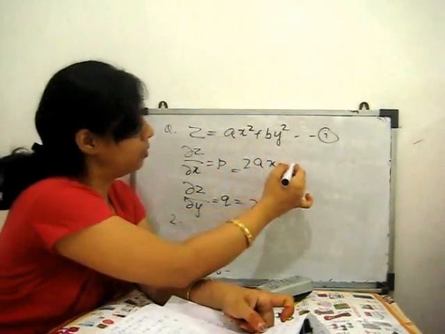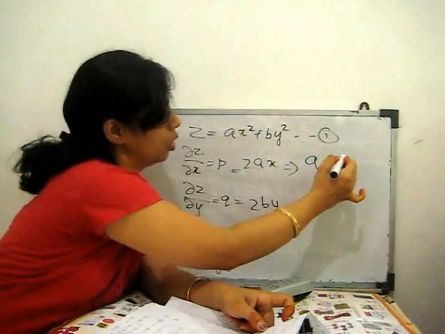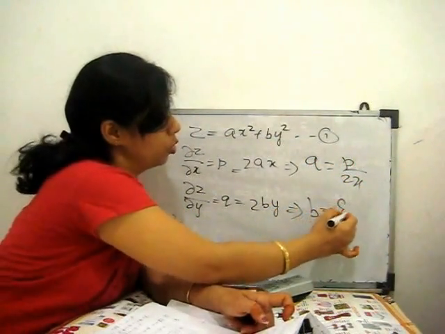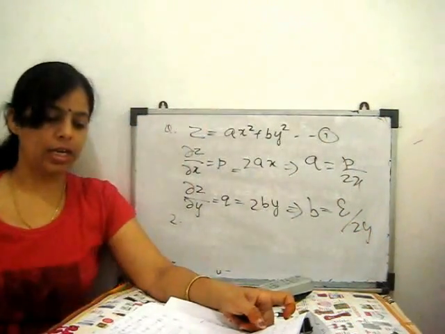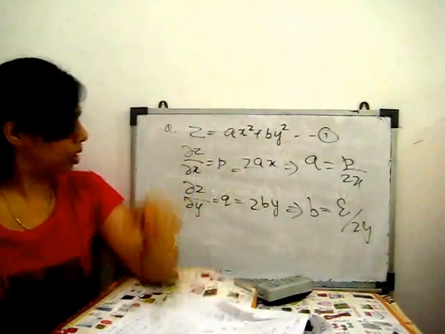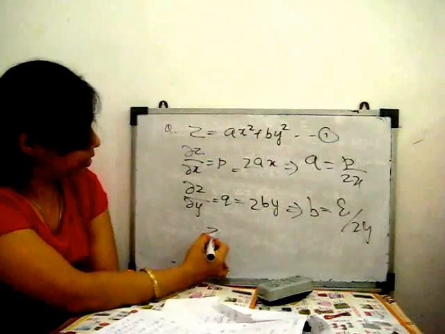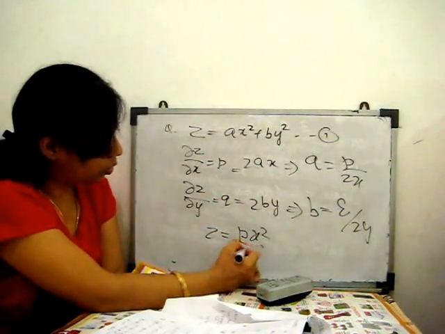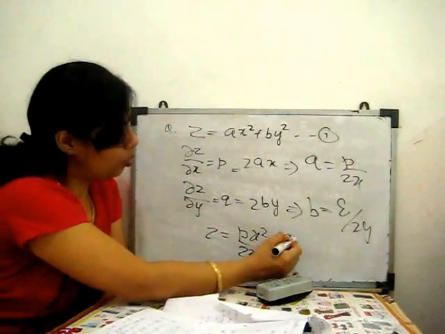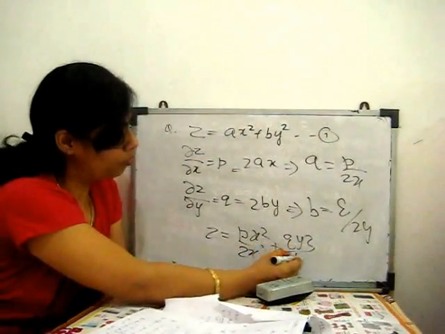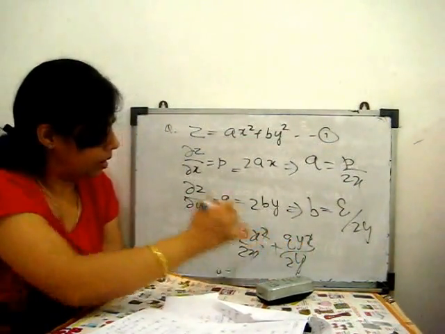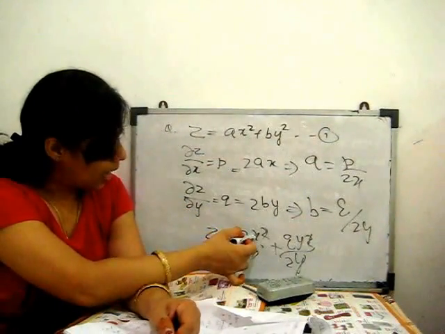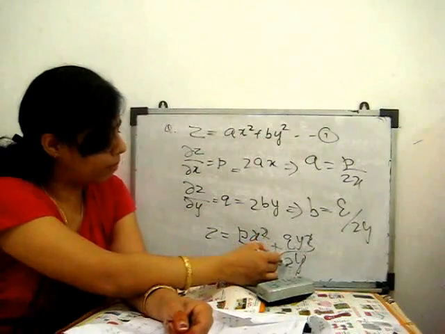With the help of this we can say a is equal to p by 2x, b is equal to q by 2y. Clear? A and b substitute here. So what is our solution? Z is equal to p x square upon 2x plus q y square upon 2y. So y, x cancel. So equation is z is equal to p x by 2 plus q y by 2.